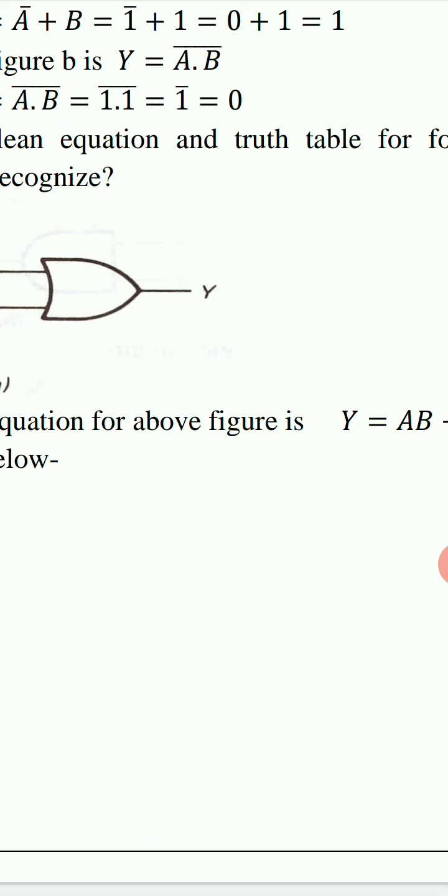When both inputs are high, A is 1, B is 1, then it will be equal to 1 dot 1, whole bar. 1 dot 1 is 1, then it is 1 bar, and that is equal to 0. So for the second circuit, when both inputs are high, the output will be low, that is 0.